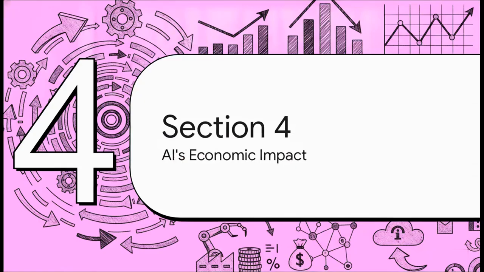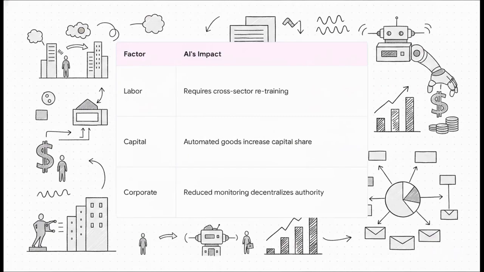Which leads us perfectly into Section 4, AI's economic impact. Because when machines can perform these highly complex cognitive tasks autonomously, we have to talk about the profound macroeconomic shifts that follow. This autonomous power forces a massive shift in the very foundations of our economy.